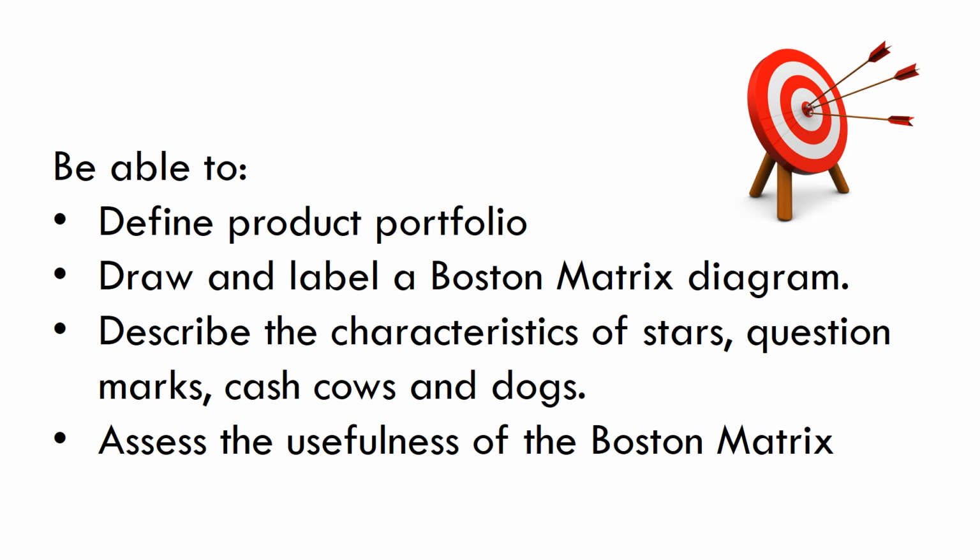So in this video, we've looked at what is meant by a product portfolio. We've looked at the Boston Matrix way of analyzing our portfolio of products, the characteristics of stars, question marks, cash cows, and dogs. I should mention here, sometimes question marks are called problem child in some business resources. And then lastly, we've assessed the usefulness of the Boston Matrix.